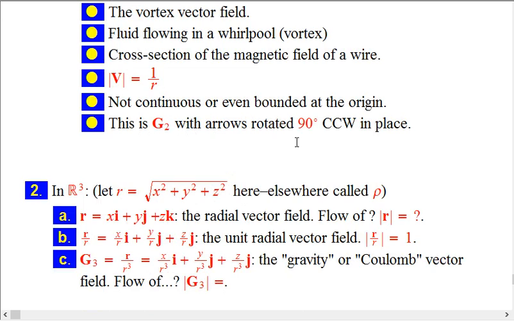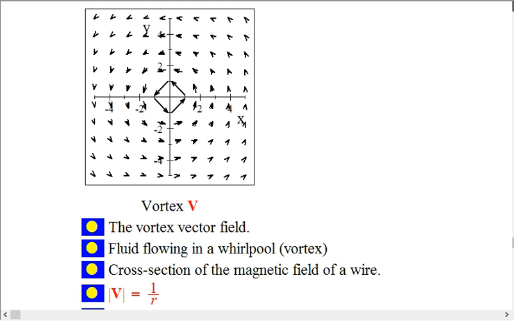As you might guess from the name, this is fluid flowing in a vortex where the velocities are slower out here and then get very much larger here. And in fact, it's an idealized vortex where the velocities go to infinity right at the origin. So it's not continuous, not even close to differentiable at the origin. Nonetheless, a very important example.